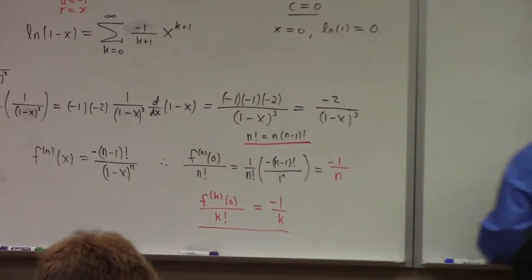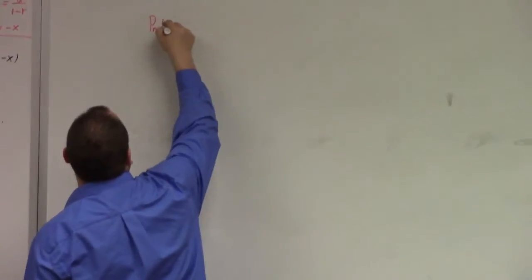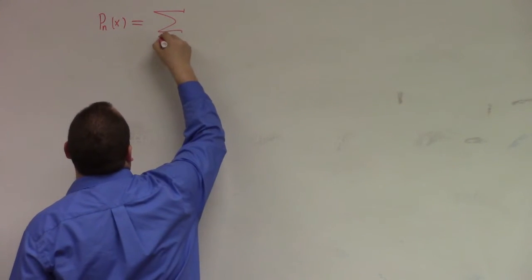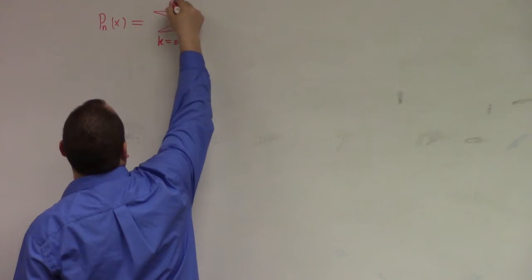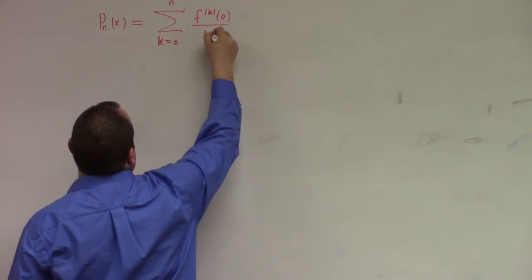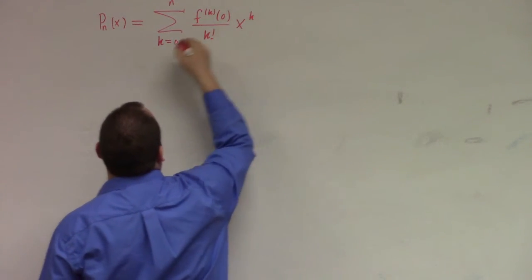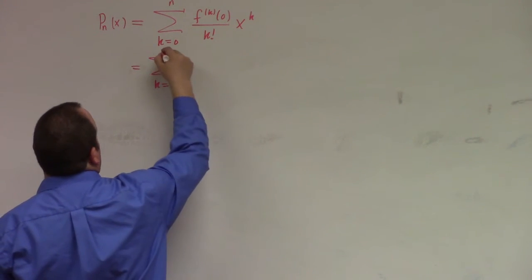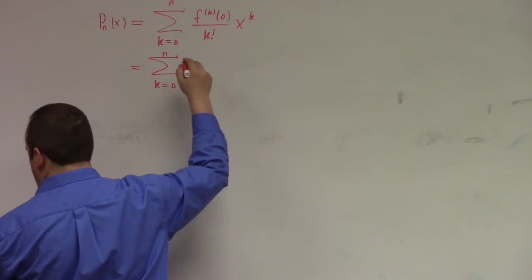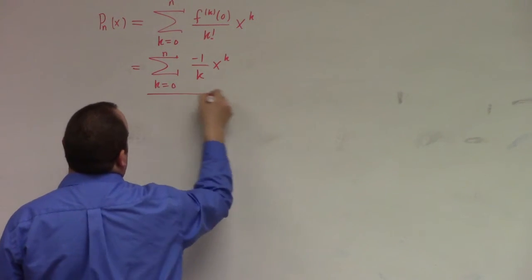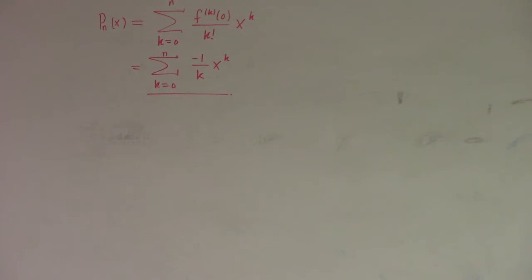Remember, Pn of x is by definition, and we're centering it at 0. That's clear from the context in this section. The sum from k equals 0 to n of the kth derivative evaluated at 0 divided by k factorial times x to the k. But that is exactly equal to the sum k equals 0 to n of, what is that? Well, that's minus 1 over k times x to the k. And there you go. Of course, that is exactly what I found over here, right?